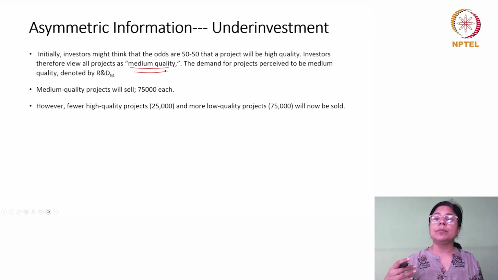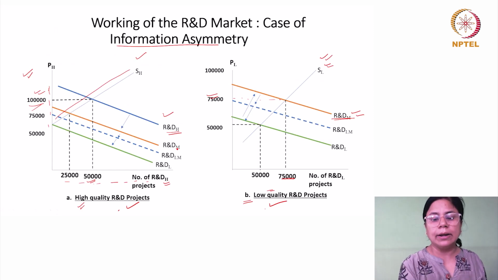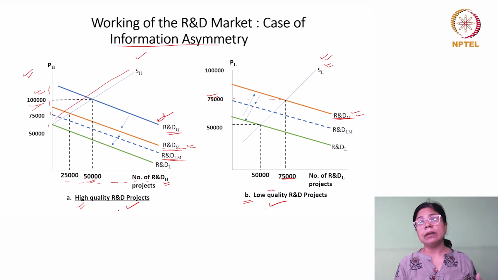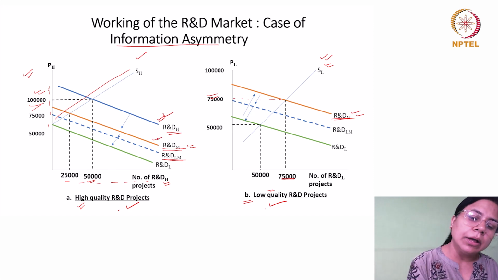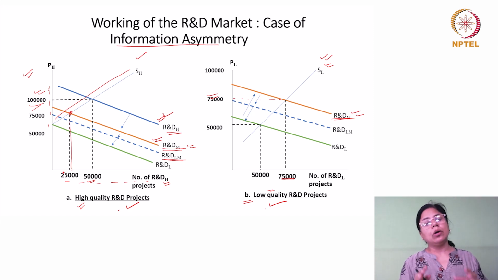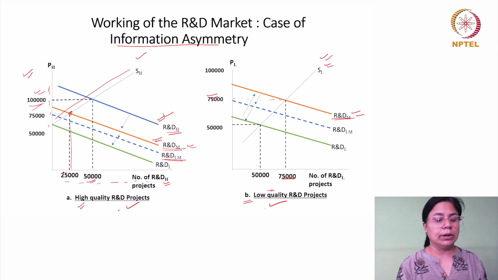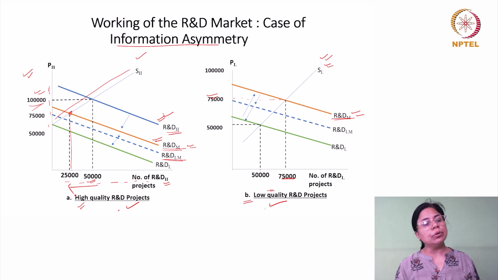That means the demand for projects perceived to be medium in that case will be this one now, R&D-M. This is what you will be perceiving, because you will see the actual demand that should be there for high quality, but the person who is going to spend the amount on that will perceive it as something of medium quality. So this would be the demand for them, but supply being this, as a result you will find that the number of R&D projects in the market that belong to high quality has now gone down from 50,000 to 20,000.